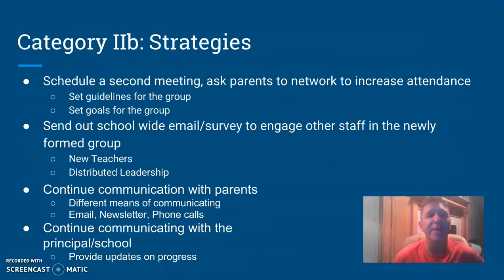Category 2B: what strategies do I propose to see my plan of action take place? The first thing I would do is schedule a second meeting. At the first meeting, schedule the second one. Get in touch with those parents who are there. Let them know that you need them to network, to reach out to their kids' friends' parents, to try to increase attendance at this second meeting.